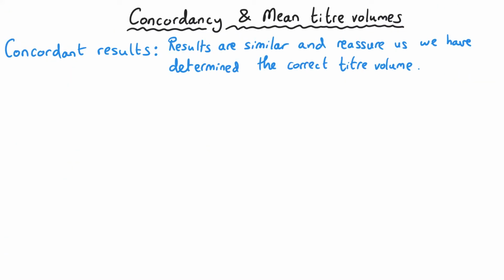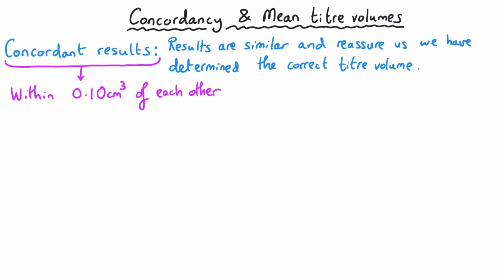When you do a titration, it's important to carry out a number of repeats so you can be confident in the conclusion that you make. In order to get that confidence, your results need to support each other by being close enough to each other that you can conclude that they are accurate, in other words, close to the true value. These types of results are called concordant results. Typically, concordant results are taken to be those results that are within 0.10 cubic centimetres of each other.